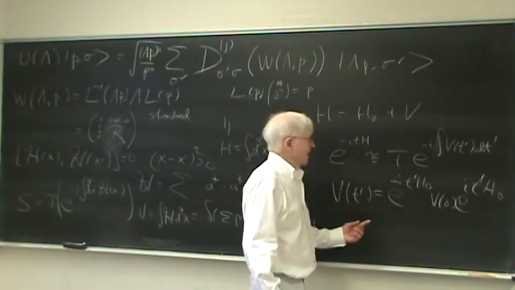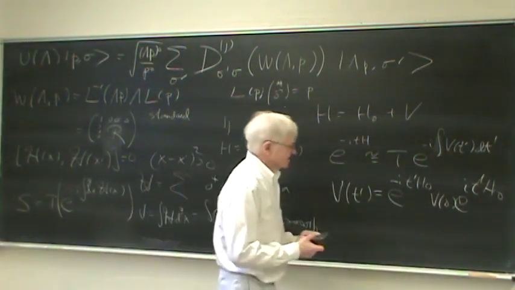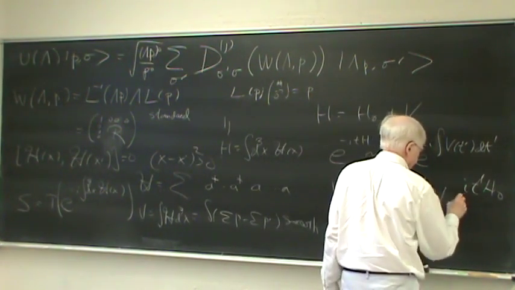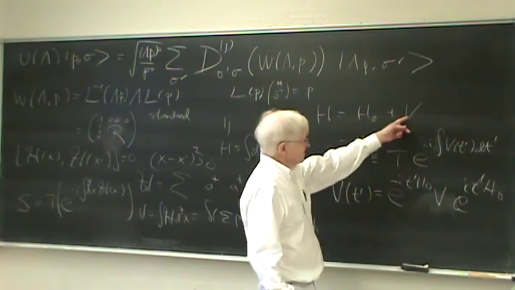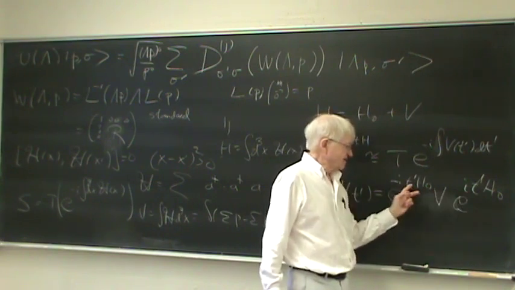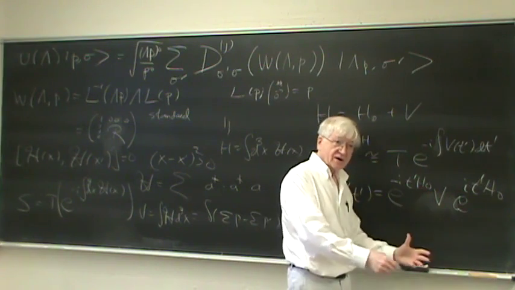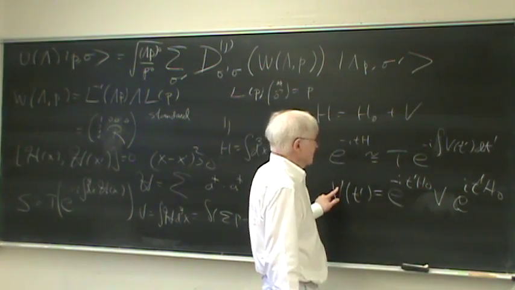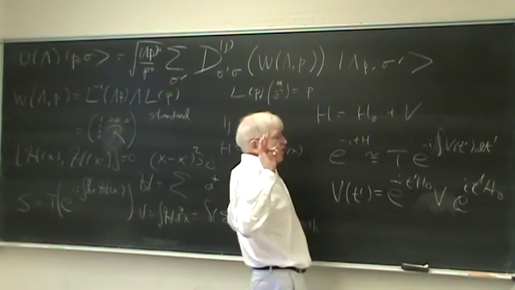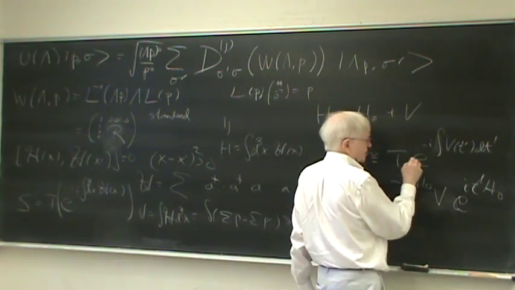So in other words, you write V, this is just V, so you don't really need a V of zero. You then move V forward or backward in time by t prime using H0. This is a standard thing in ordinary quantum mechanics. You call that V of t prime.